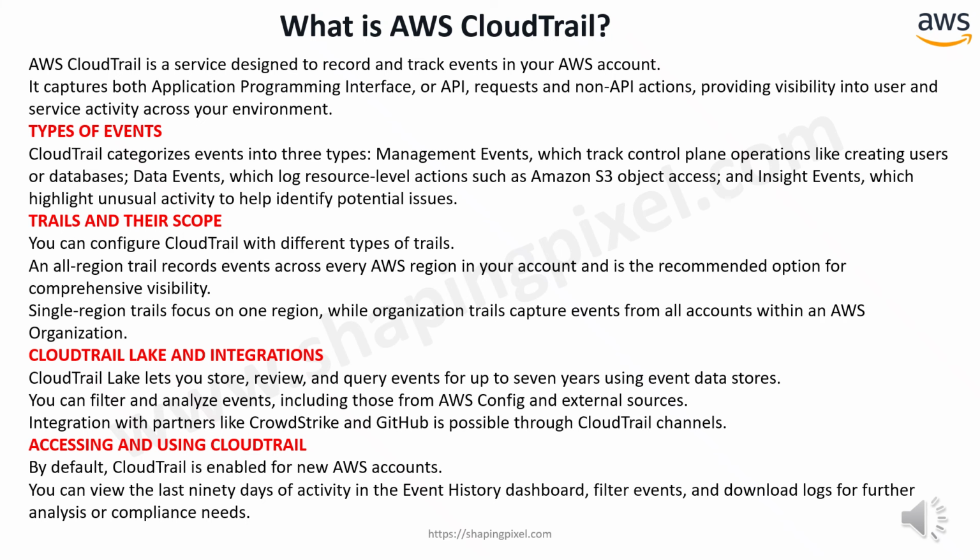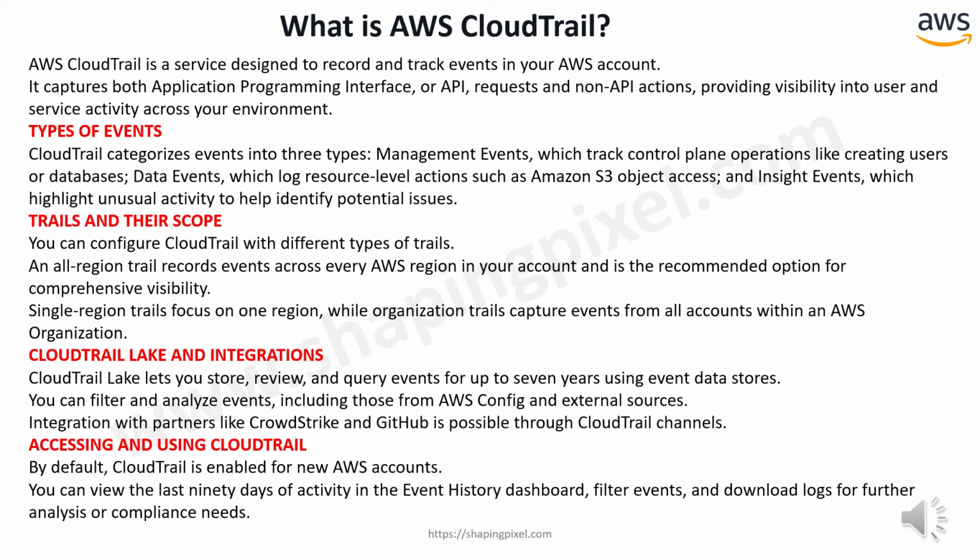Trails and their scope. You can configure CloudTrail with different types of trails. An all-region trail records events across every AWS region in your account and is the recommended option for comprehensive visibility. Single-region trails focus on one region, while organization trails capture events from all accounts within an AWS organization. CloudTrail Lake lets you store, review, and query events for up to 7 years using event data stores. You can filter and analyze events, including those from AWS Config and external sources.